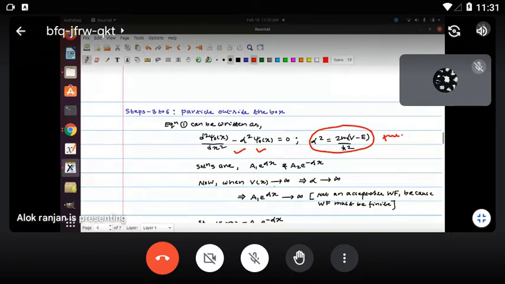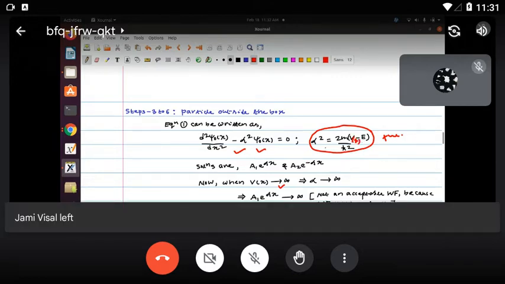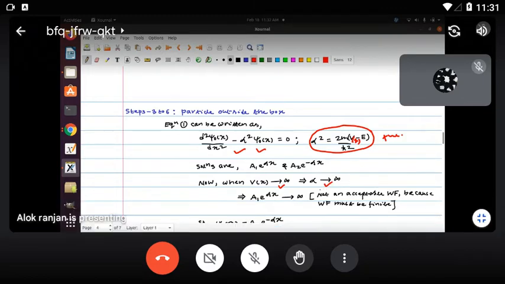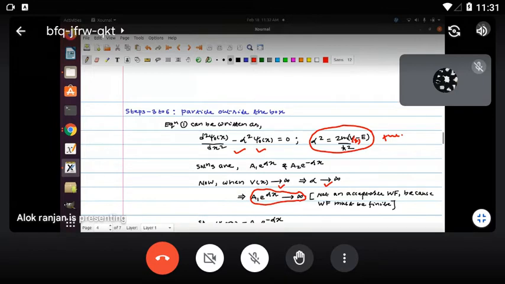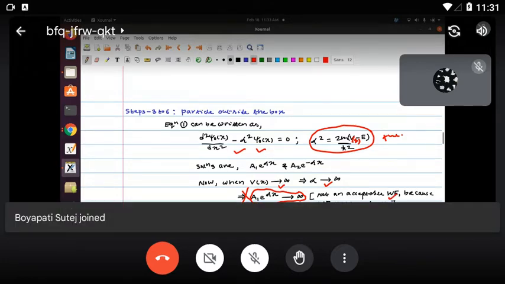Since outside the box the potential is actually infinite, when V(x) goes to infinity, alpha will go to infinity. So what does it mean? The A1 e to the power alpha x goes to infinity. So now one of the wave functions goes to infinity. But if you remember the characteristic of the wave function, the wave function should be finite. So this is not a physically acceptable solution because it goes to infinity. It is not an acceptable wave function because the wave function must be finite.